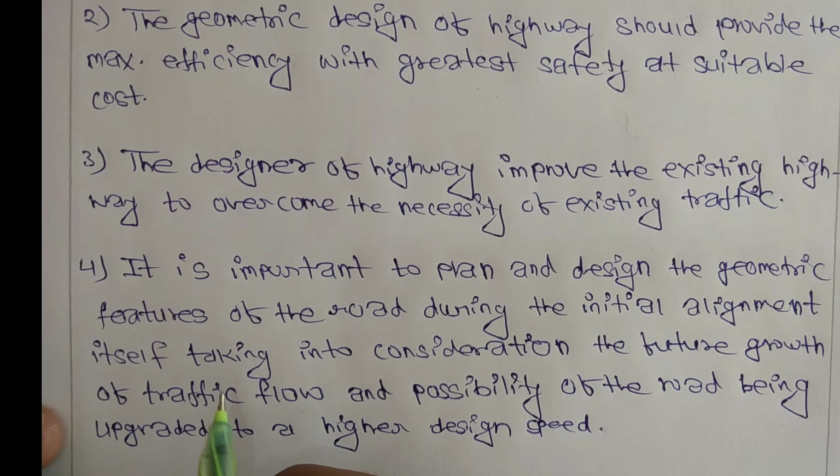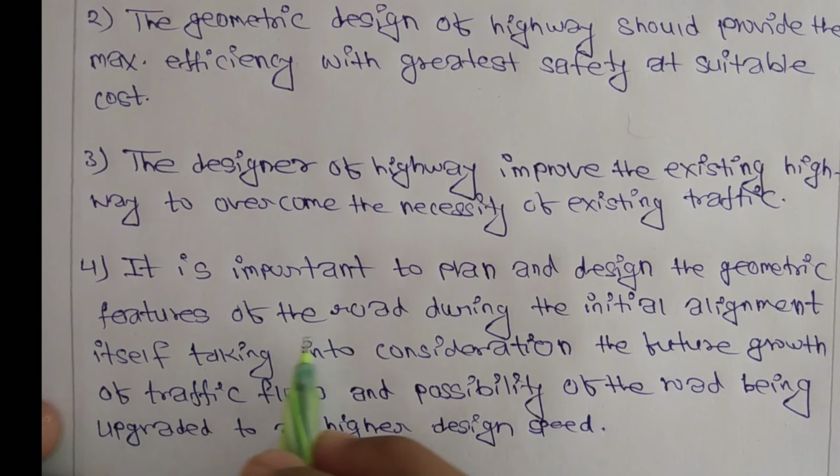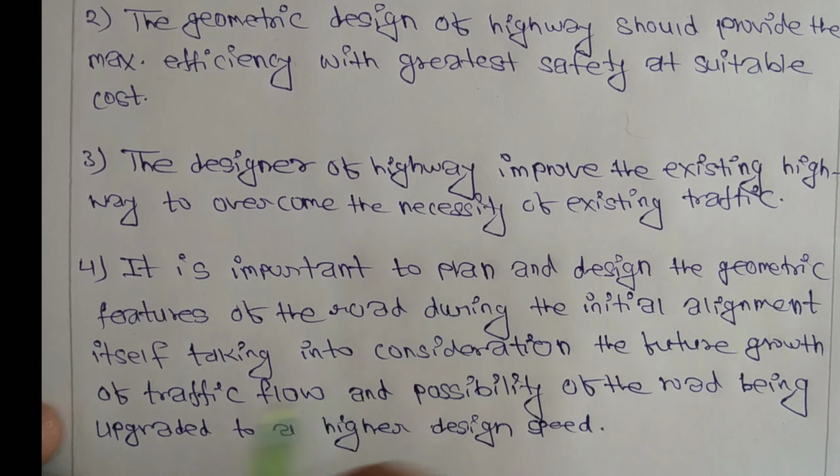So moving into the fourth point, that is, it is important to plan and design the geometric features of the road during the initial alignment itself, taking into consideration the future growth of the traffic flow and possibility of the road being upgraded to higher design speed. It means while we are designing the road, we have to consider the plan and design of the geometric design, and at the same time also alignment, so that the growth of the traffic flow can be easily possible.